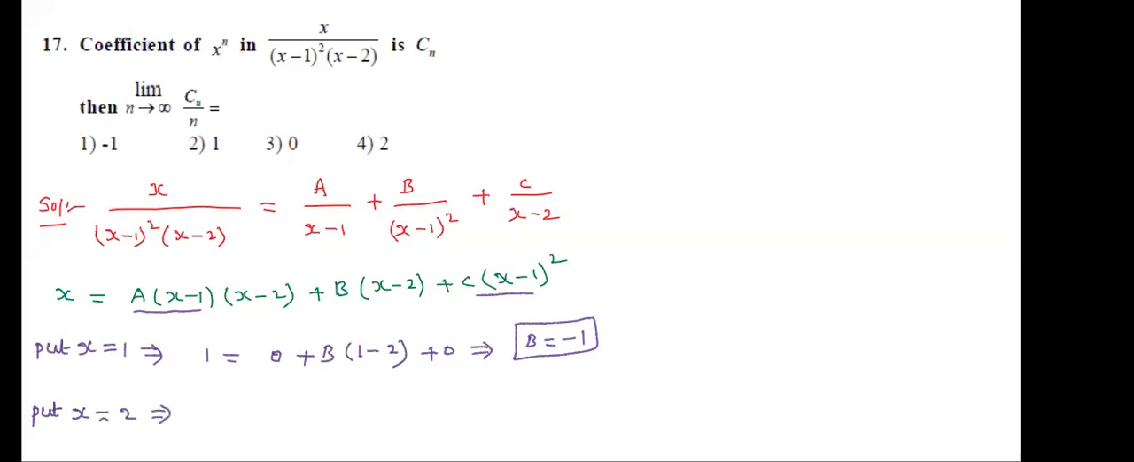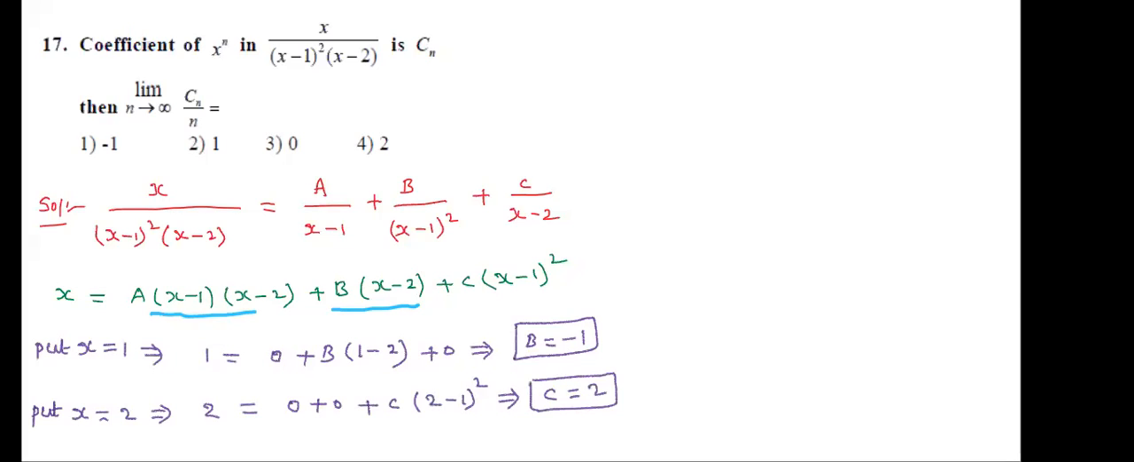Next, put x is equal to 2. If you substitute x is equal to 2, which terms are going to 0? This term, and this is also going to 0. So now remaining, left hand side 2, that is equal to 0 plus c into 2 minus 1 whole square. Students, what is c value here? 2. C value 2. Next, how to find a value? That is important here. How to find? Tell me. Compare constants or put x is equal to 0.